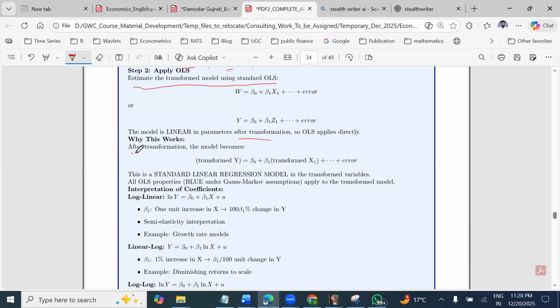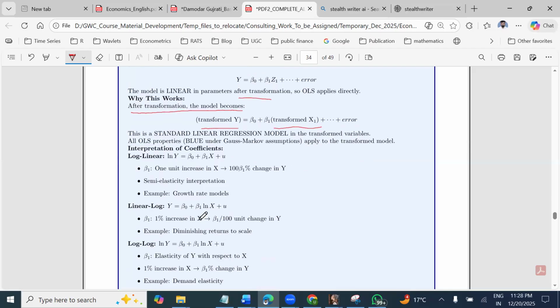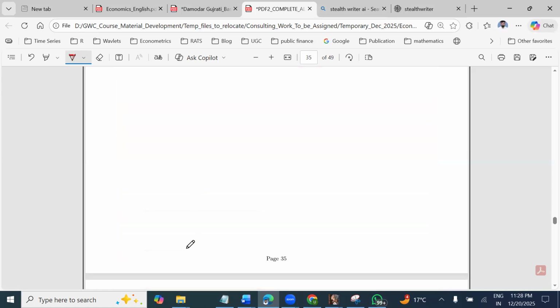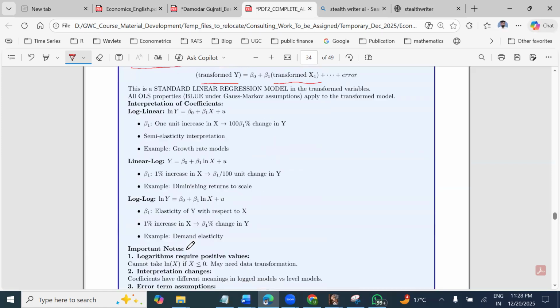Now, after transformation, the model becomes transformed y equals beta 0 plus beta 1 transformed x. Your x is also transformed. Means it is in the log log model basically. So this is a standard linear regression model in the transformed variables. So all OLS properties will apply to the transformed model. And how you are going to interpret? We'll come to the other questions. Just quickly see, because this is very important.